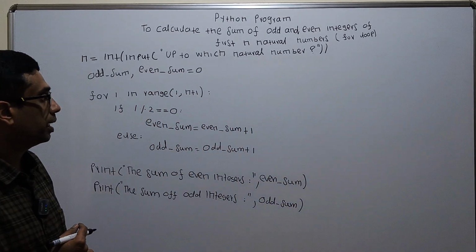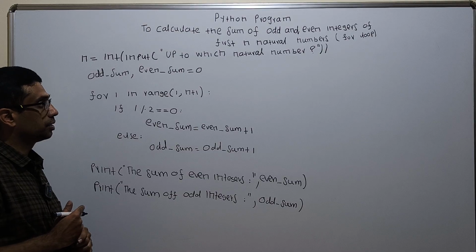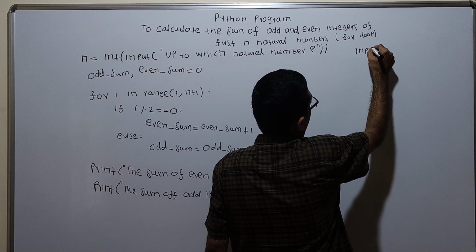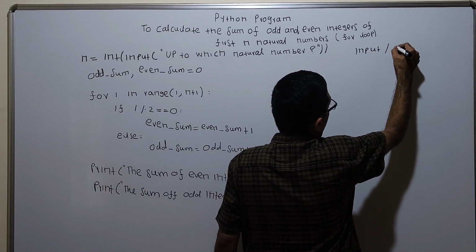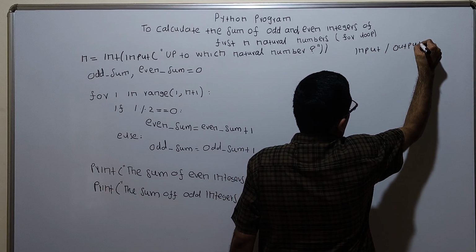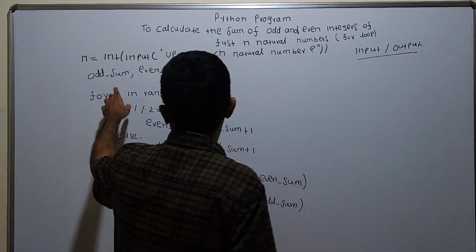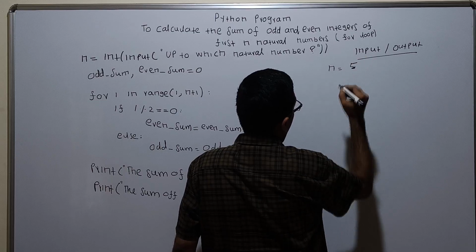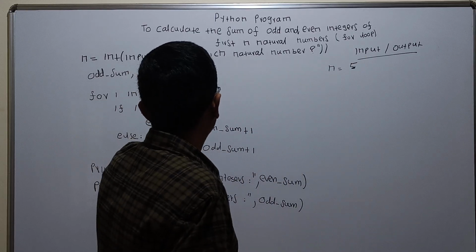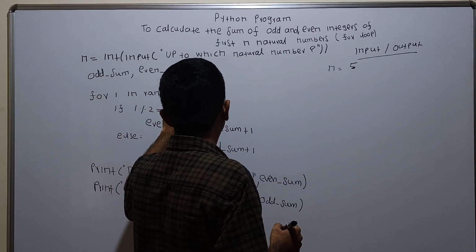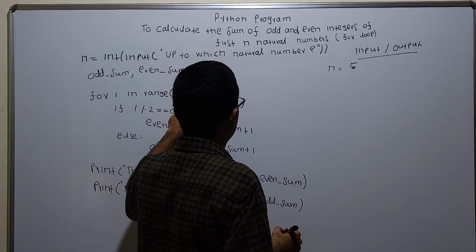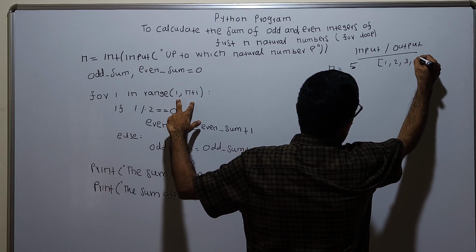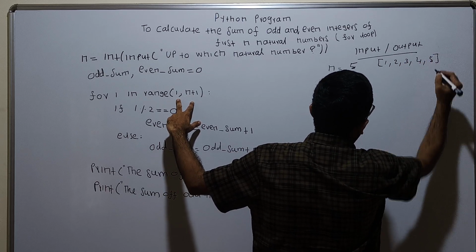Now we will take a sample input and check the result. So input and output. Here for n I am giving the value 5. N equal to 5. A list will get generated from 1 to 6, that means 1 to last minus 1. So a list will get generated: 1, 2, 3, 4 and 5.